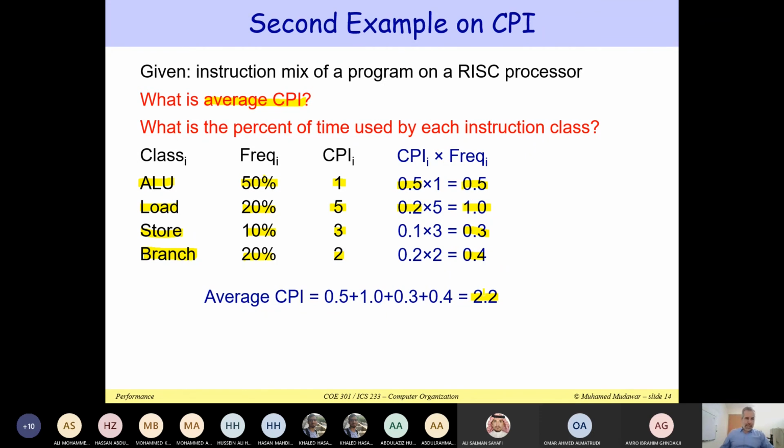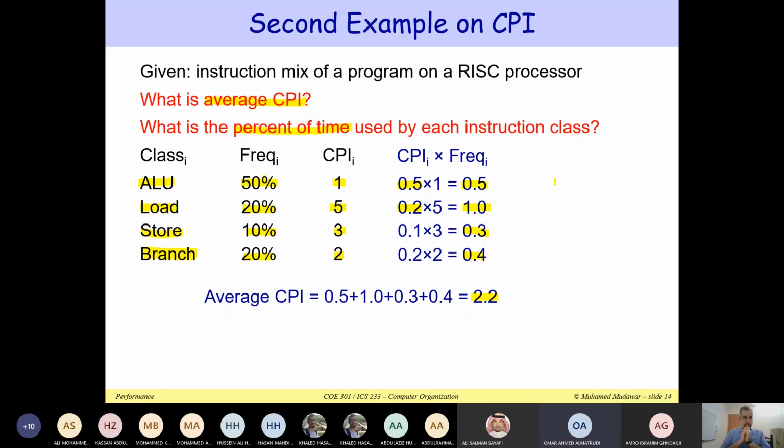Now the second part of the question is, what is the percent of time used by each instruction class? This is now a different question. Let me ask you this question. We know the average CPI for this given program, which is running on a RISC processor. If I would like to calculate the percent of time spent by the ALU instructions on the CPU, and the time spent by the load and by the store and by the branch, what shall I do?